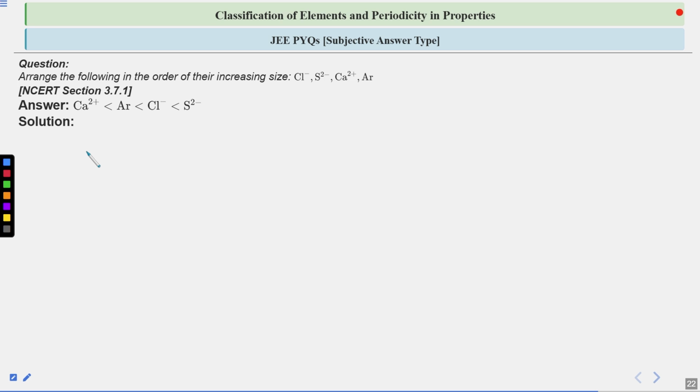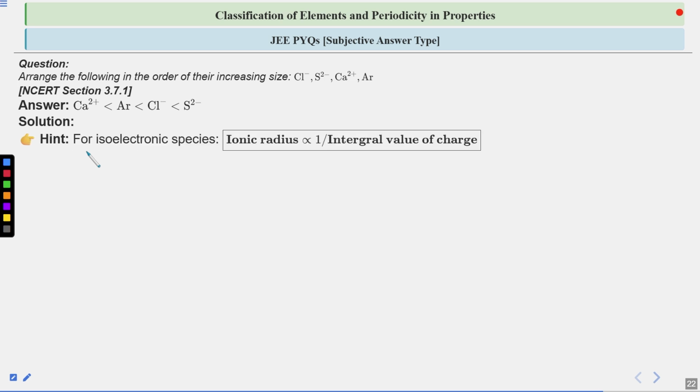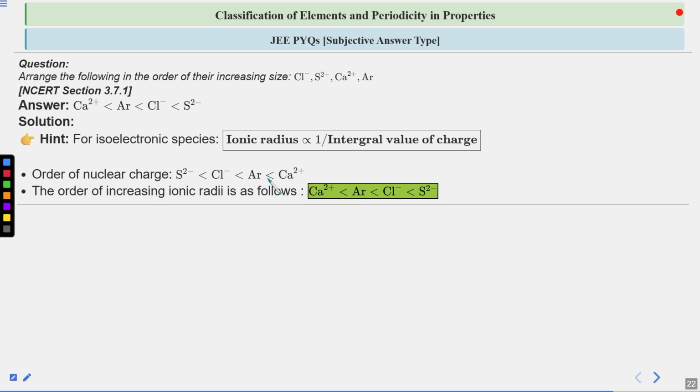Then, what can we write here? Again, the same funda: ionic radius is inversely proportional, for isoelectronic species, to the integral value of charge. So, what is the order of nuclear charge? Calcium 2 plus has the highest charge, then your argon, then chlorine minus and S2 minus. Okay. So, this will be the order.